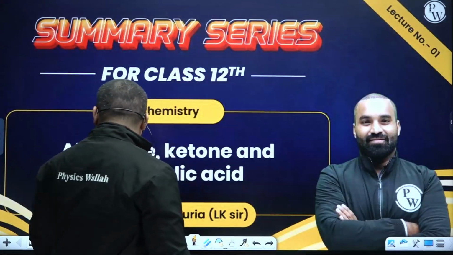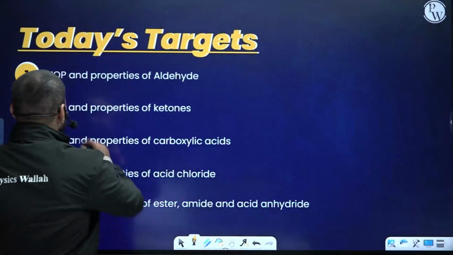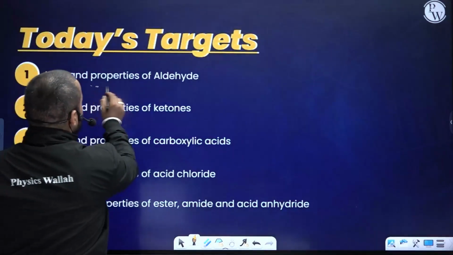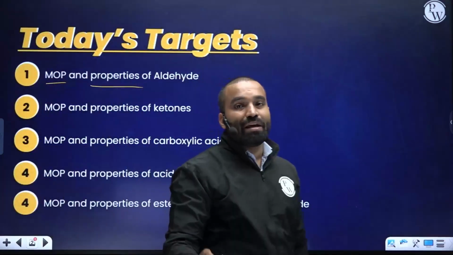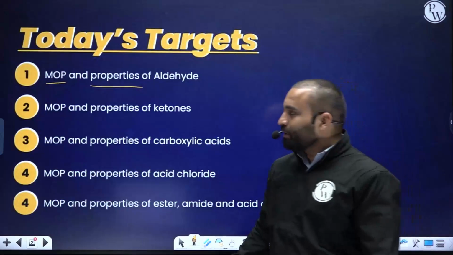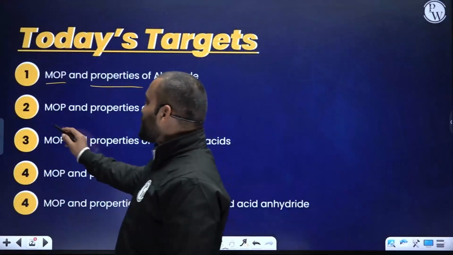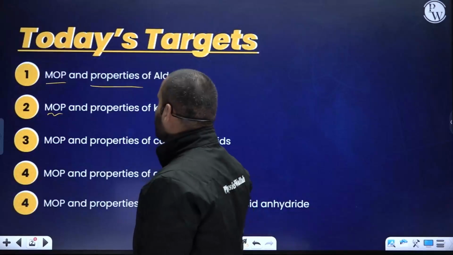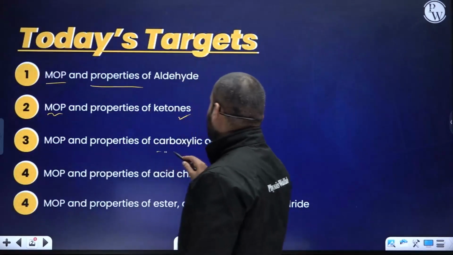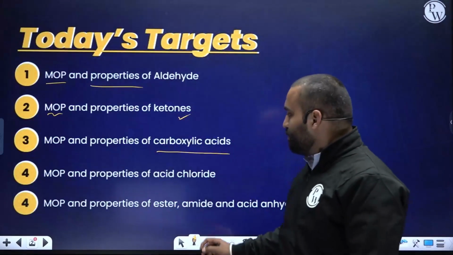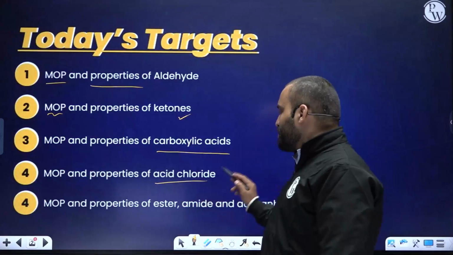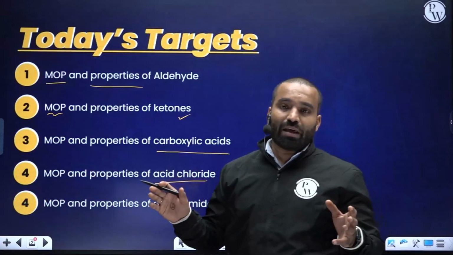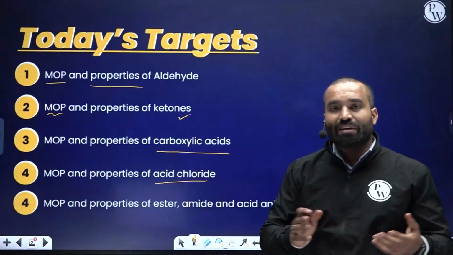Let's start. The very first thing we will be discussing is some methods of preparation and the properties of aldehydes in particular. After that, we'll discuss some methods of preparation (MOP means methods of preparation) and some properties of ketones. Finally, carboxylic acids. And we will be discussing some reactions. Some, because the reactions of acid chlorides are anyways limited.